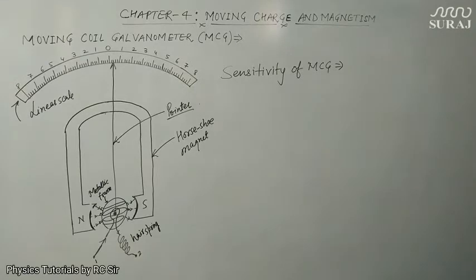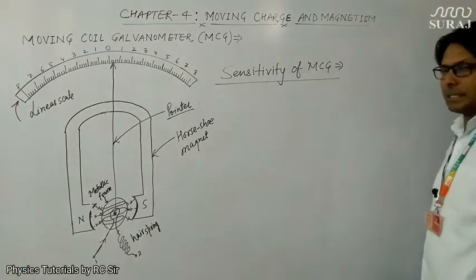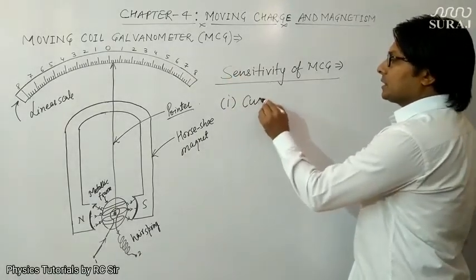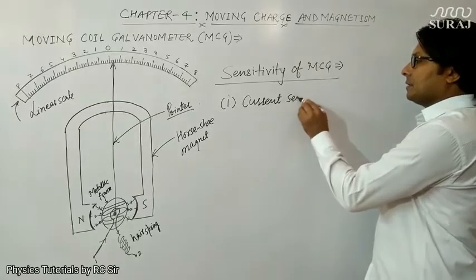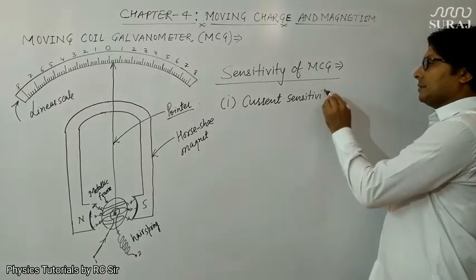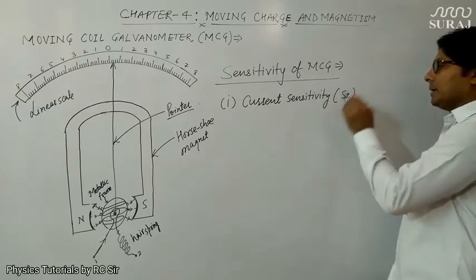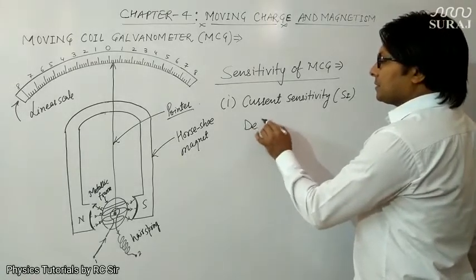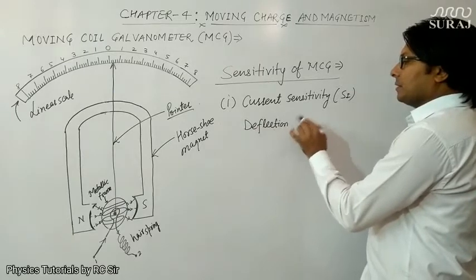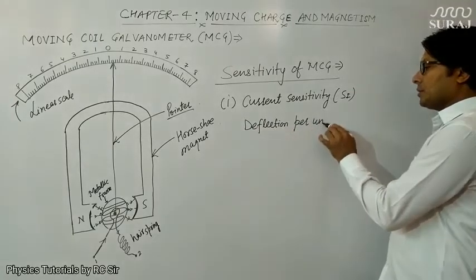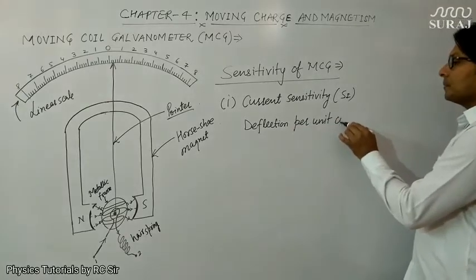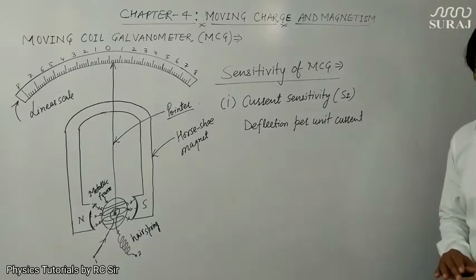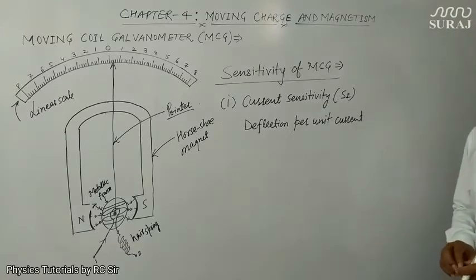So now we are going to discuss the sensitivity of MCG. There are two types of sensitivity defined for MCG. First one is current sensitivity, which is denoted by SI. So how can this current sensitivity be defined? It is basically the deflection per unit current, deflection per unit flow of current through the galvanometer. Deflection per unit current is known as current sensitivity for a MCG or moving coil galvanometer.